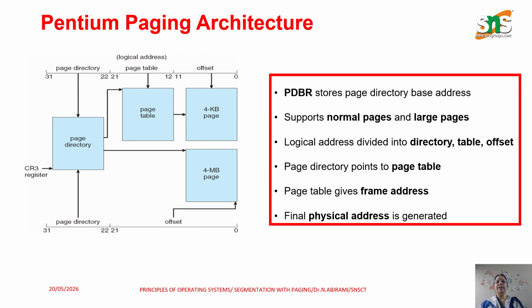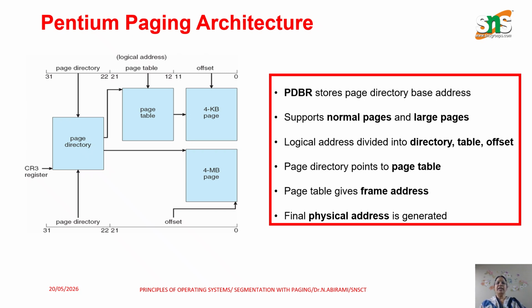The 32-bit linear address is divided into three fields. The first 10 bits, bits 31 to 22, form the page directory index. The next 10 bits, bits 21 to 12, form the page table index, and the last 12 bits, bits 11 to 0, form the offset within the page.